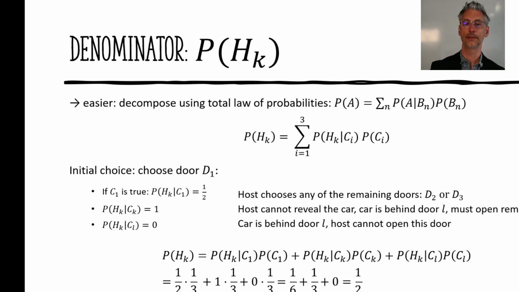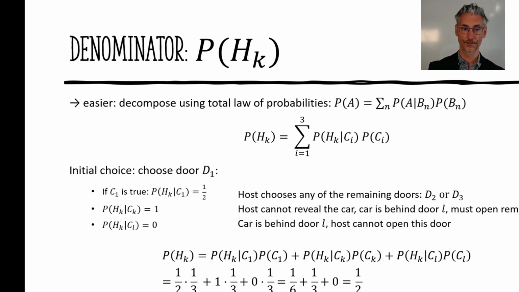So if we do that here, we split by the car. So we have P(H_K) is the sum for all three doors, all three potential cases where the car could be, of the probability of the car being at place i and the host opening door K. So if we now remember that we chose door 1 initially, if C1 is true, this was our first case, then the probability of the host opening one of the remaining two doors, and both have a goat, i.e. they lose, is a half, right?